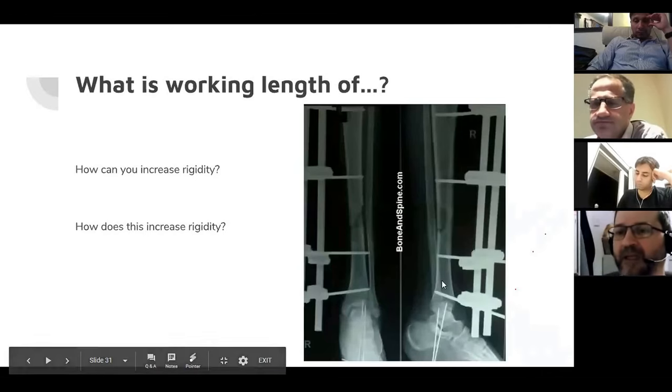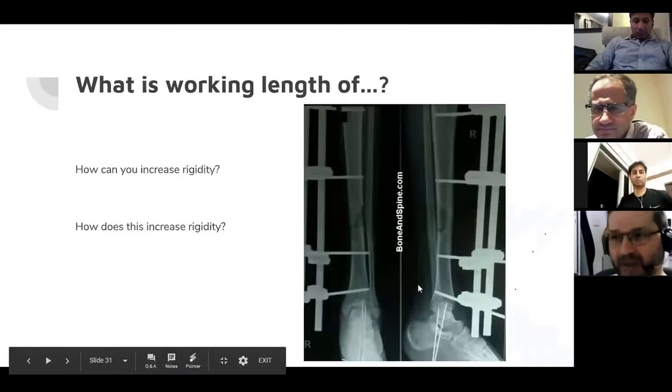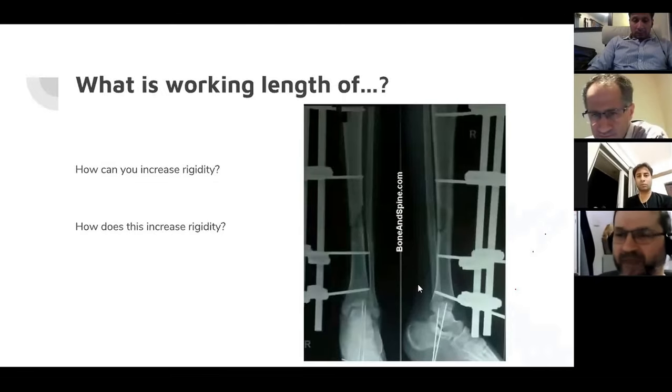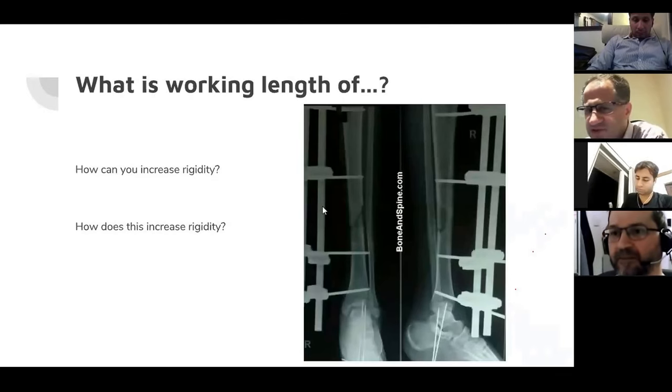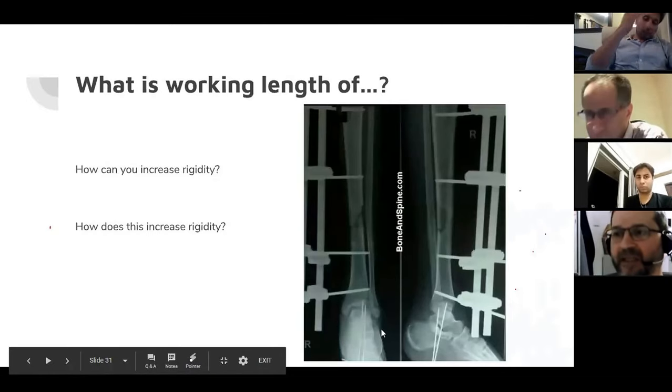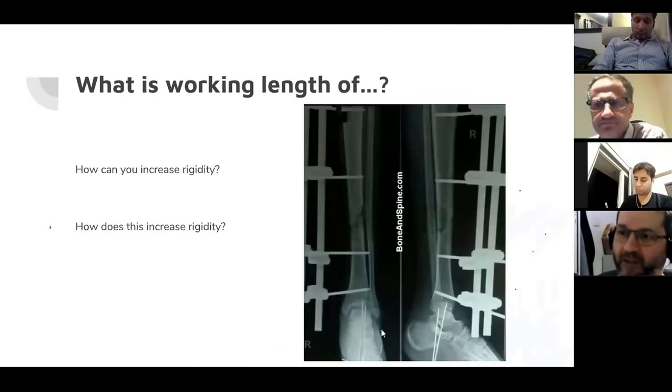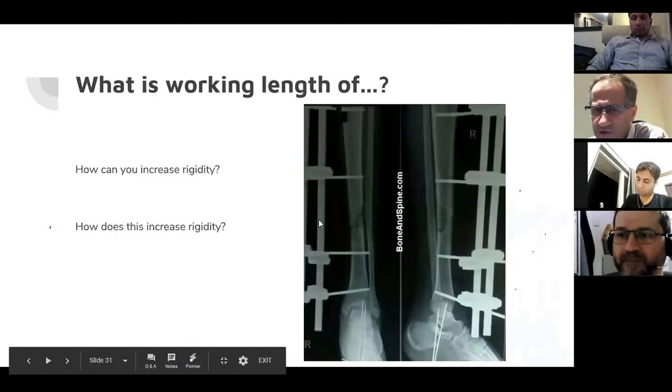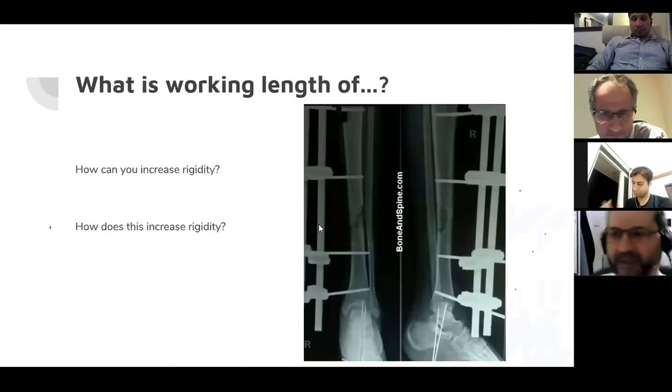I could increase the thickness of the bars themselves, so instead of using a 5 millimeter, I could use a 6 millimeter. Yes, but that's really small, because we've established that the distance between the bars is far more important. Exactly. I could use a different material. So instead of using titanium, for example, I could go for stainless steel or even cobalt chrome. And what are these nowadays? Carbon fiber, yes.